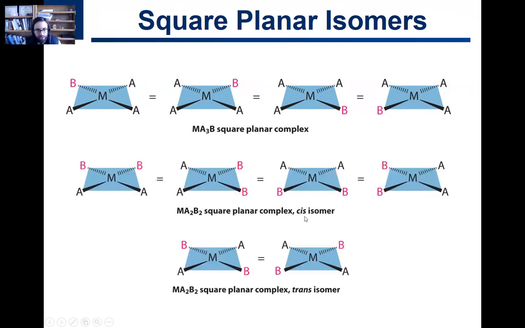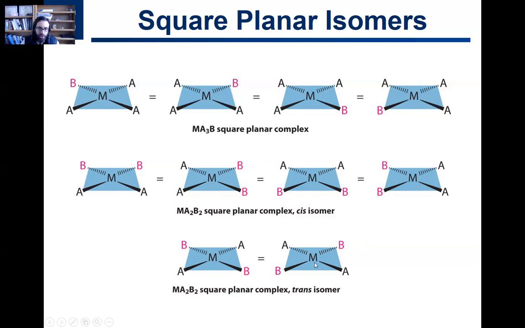But now let's go to something a little bit more complicated where we have 2 ligands of A type and 2 ligands of B type. Now, you can draw them with the 2 B's cis and the 2 A's cis. You can draw them in 4 different ways, rotating it 90 degrees. Or you can draw the 2 B's trans to one another and the 2 A's trans to one another.